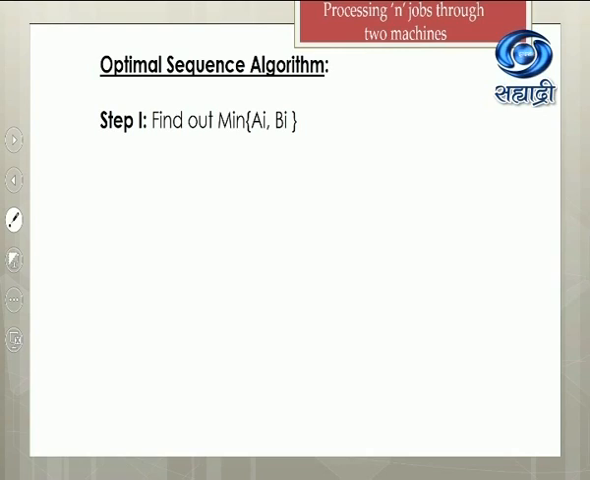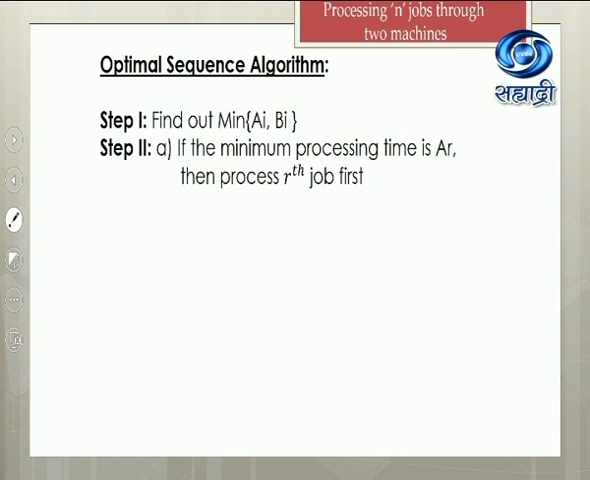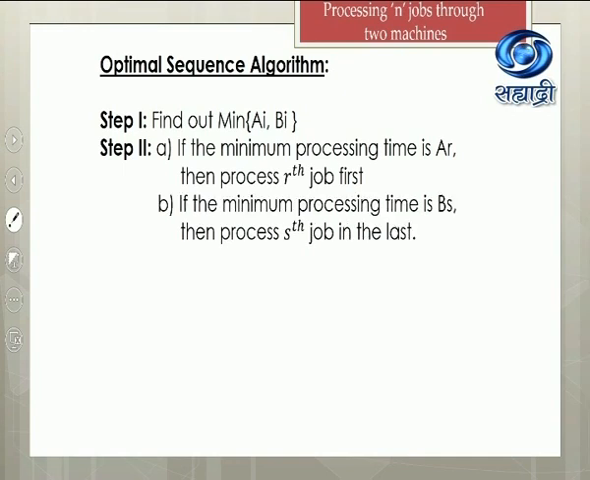So let us see the processing of n jobs through 2 machines. The optimal sequence algorithm here is: Step 1, find the minimum of A_i and B_i. If there are 2 machines, you will find the minimum. Step 2: if the minimum processing time is A_r, then process the rth job first. And if the minimum processing time is B_s, then process the sth job last.